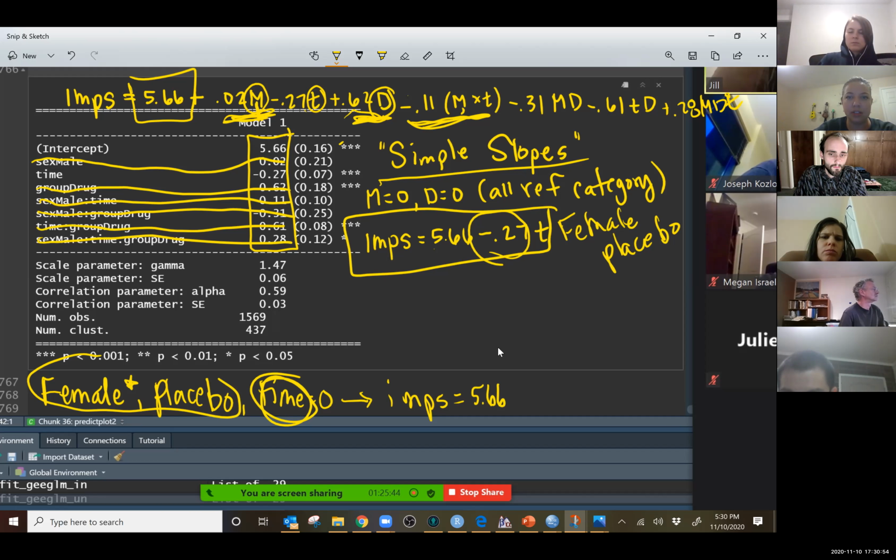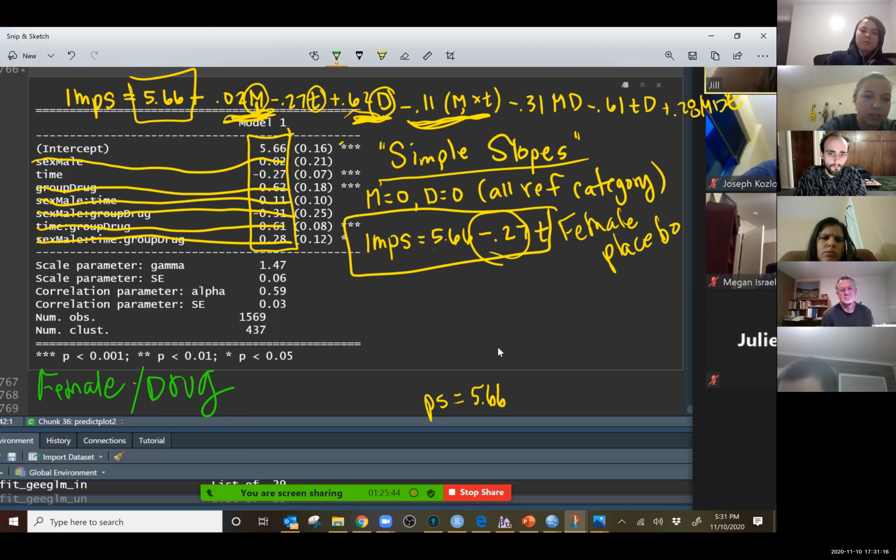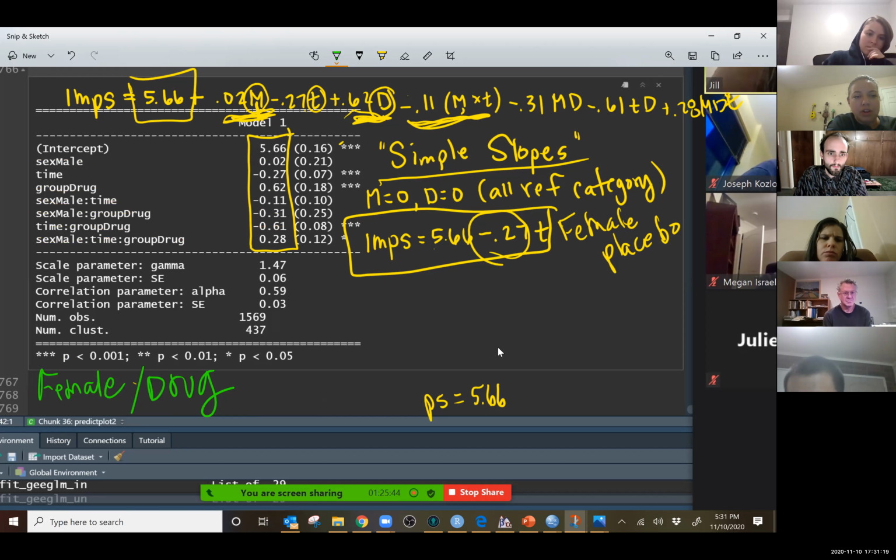Now, let's see. It's going to be the easiest. Let's do this for the other line in that plot. So the other line was still in female, but now it's female taking the drug. So they're female, so that one goes away. They're a female, so that one goes away. They're a female, so that one is times 0. They're a female, so that one's times 0.